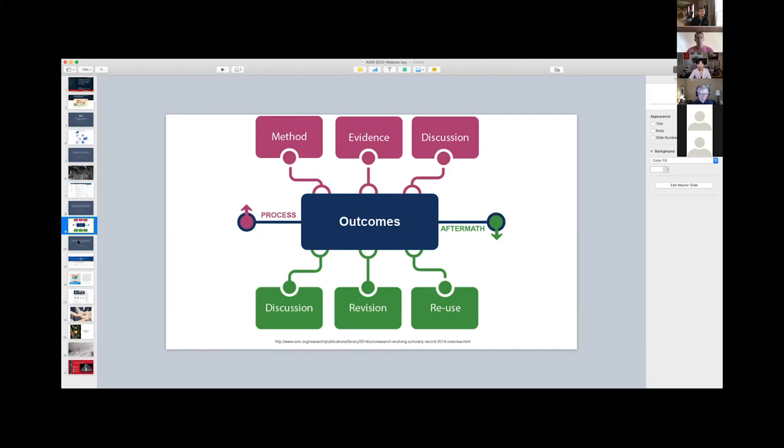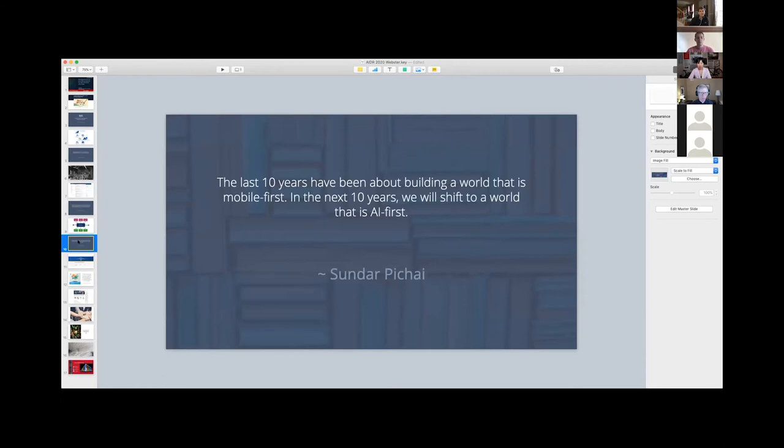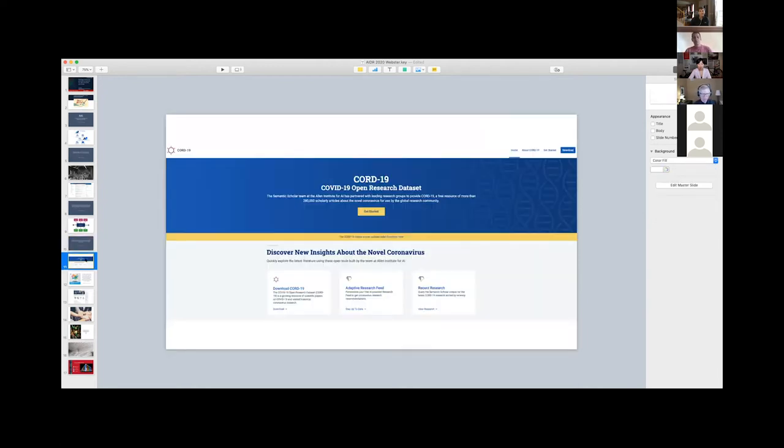That poises us beautifully for a future world in which AI will dominate. Sundar Pichai from Google Alphabet made this great point. In the teens, we were building a world that is mobile first. In the 20s, we will be shifting to a world that is AI first. And as we've seen and heard today from a number of speakers, that is absolutely where we are at.